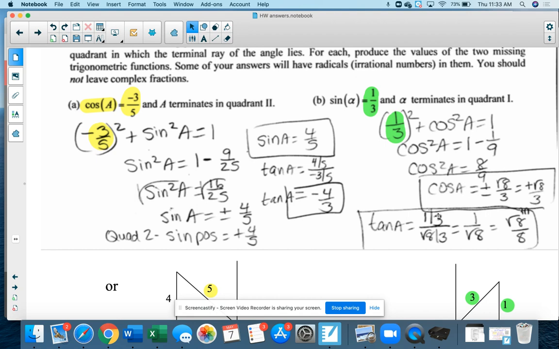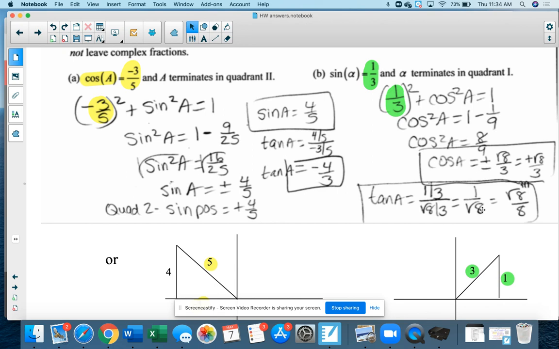Now tangent is sine over cosine. The sine was 1/3. The cosine we just figured out is radical 8 over 3. When I'm dividing fractions, I change to multiplication and I flip this. So I'm going to multiply by 3 over radical 8. The 3's cancel, and I'm left with 1 over radical 8. And then I just rationalize the denominator by multiplying by radical 8 over radical 8. And that gives me radical 8 over 8.